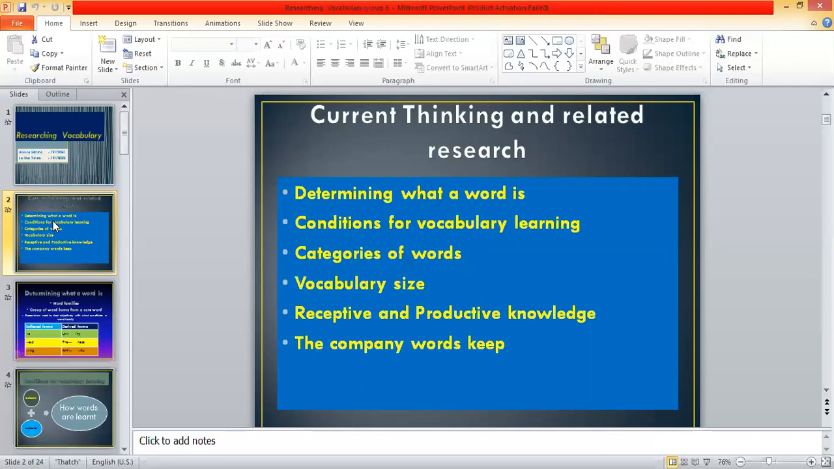And the next one is the company words keep. That research is all about how words appear in the language. So this is all about very current thinking and the related research when it comes to researching vocabulary. So let's have a look.